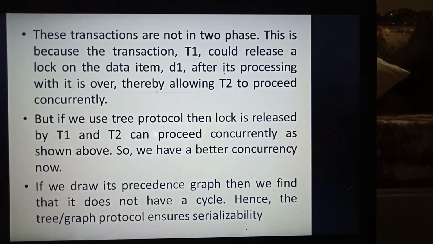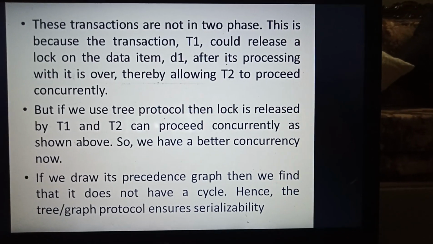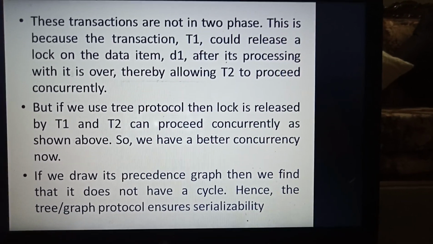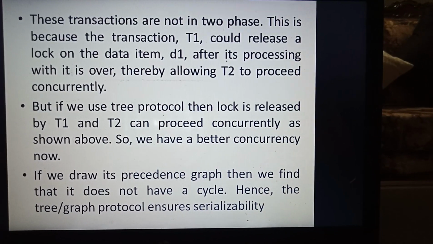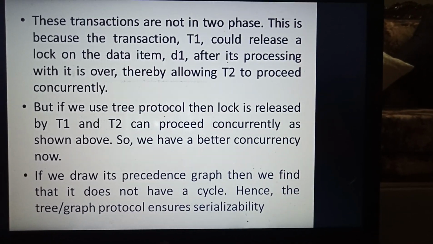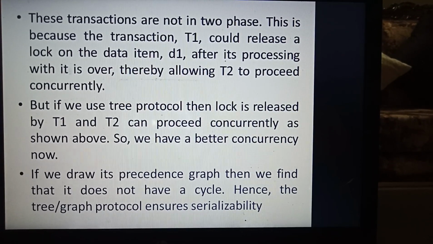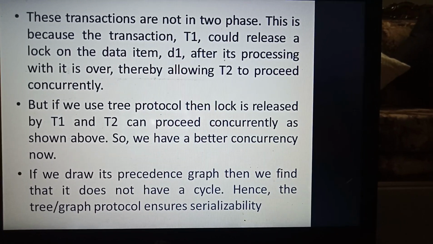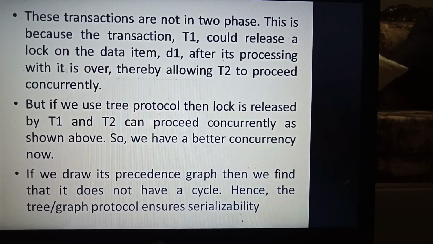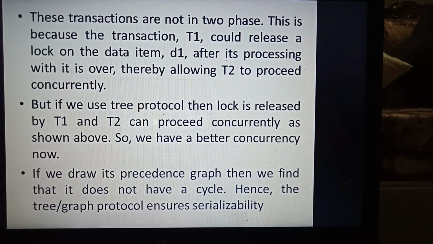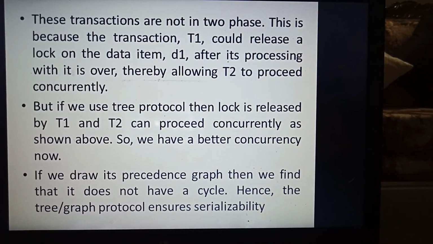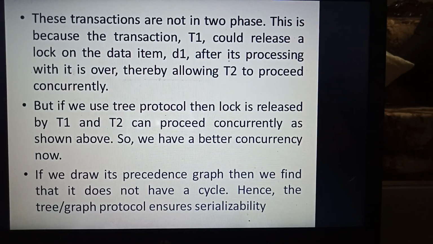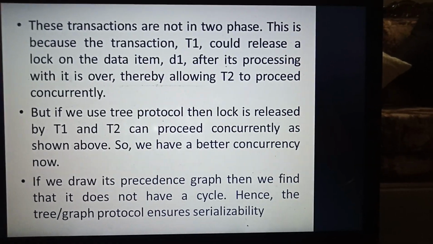Now these transactions are not in two-phase. This is because the transaction T1 could release a lock on the data item D1 after its processing with it is over, thereby allowing T2 to proceed concurrently. If we use the tree protocol, the lock is released by T1 and T2 can proceed concurrently as shown. So we have better concurrency. And if we draw its precedence graph, we find that it does not have a cycle. Hence, the tree or graph protocol ensures serializability.